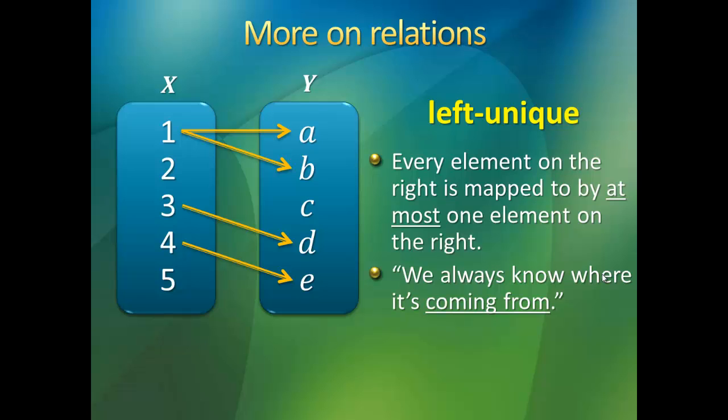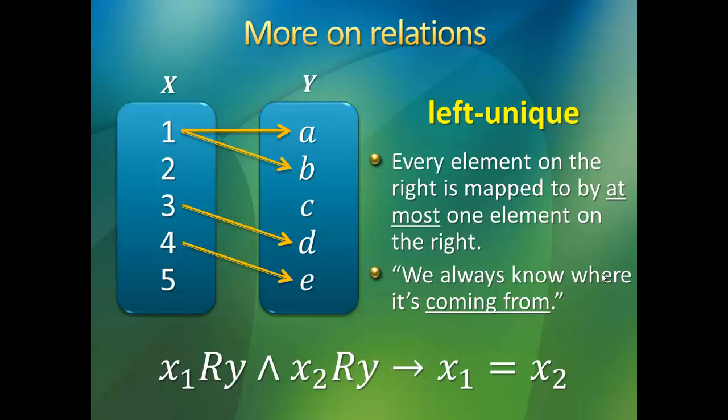So, if two elements x1 and x2 on the left map to the same element y on the right, then x1 and x2 must actually be the same element after all. Again, keep in mind that not everything on the right may be mapped to. We only require that an element on the right is mapped to by at most one element on the left. That takes care of uniqueness properties of a relation.